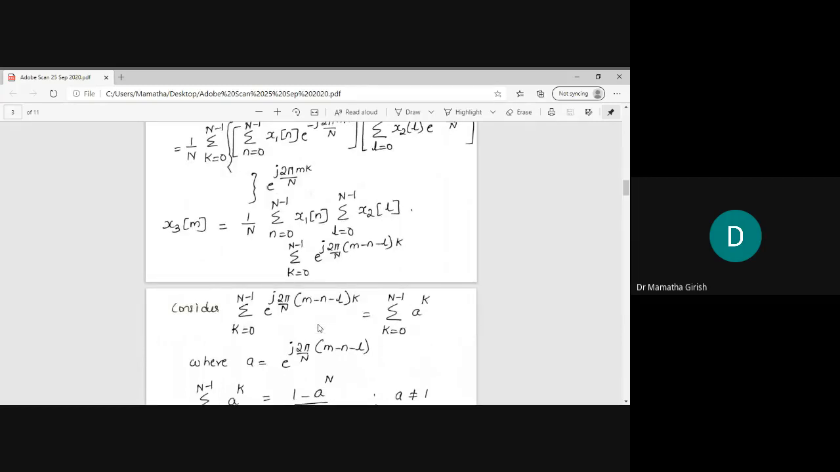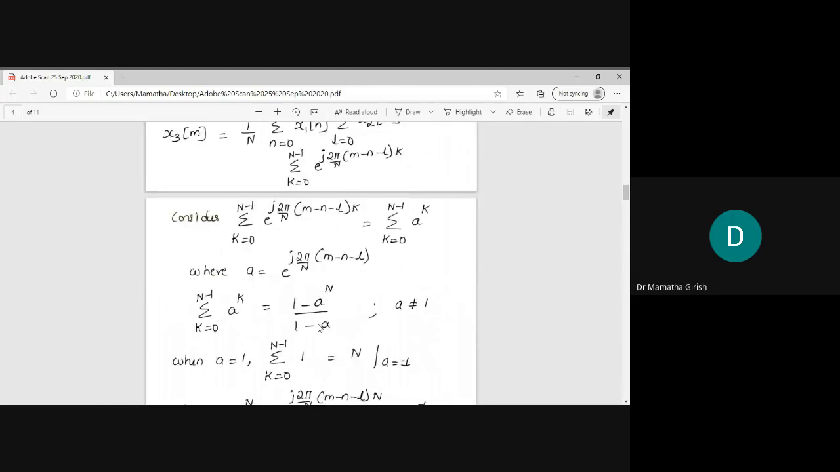Now a bit of modification to get the result in the standard format. What am I right now interested in? The last summation term. So considering the term k varying from 0 to N minus 1, e to the power of j 2 pi by N times m minus n minus l, times k. This whole exponential term, excluding the power of k, is designated by a variable called a. Summation k varying from 0 to N minus 1, a to the power of k. What is a? Shown over here.